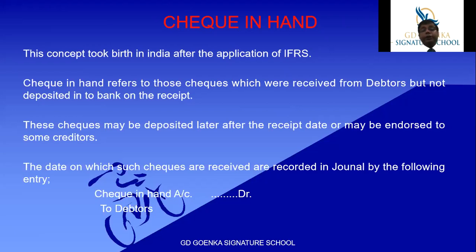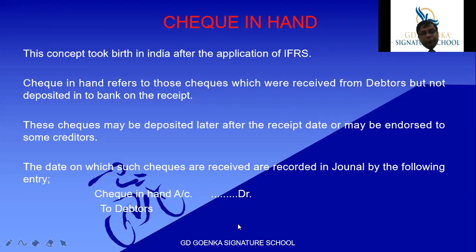How is this going to be recorded in the cash book? On the date of receipt, we are not going to record it in the cash book because it is recorded in the journal. But on the date of deposit, this is going to be debited into the bank column of the cash book, because the bank balance will increase, but we will write to check in hand.